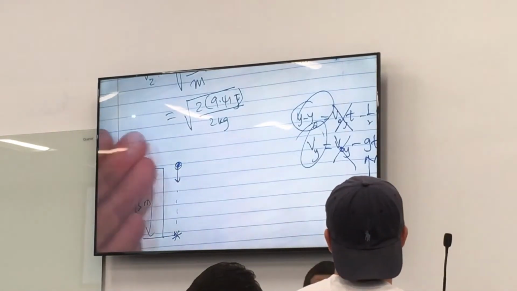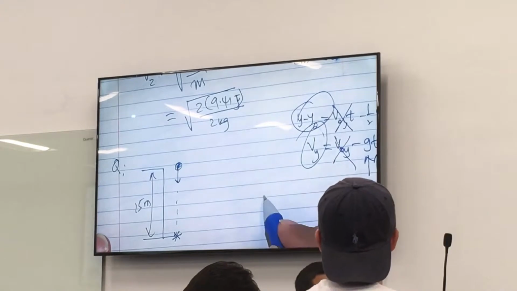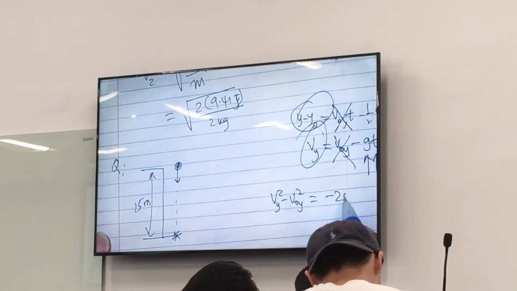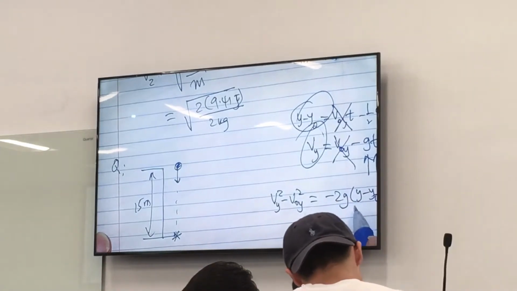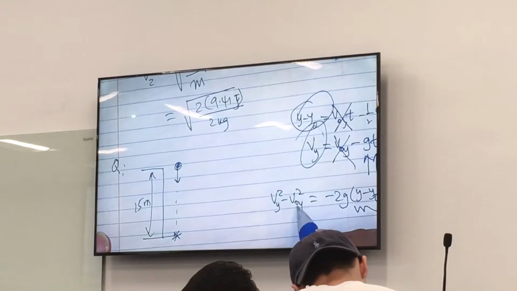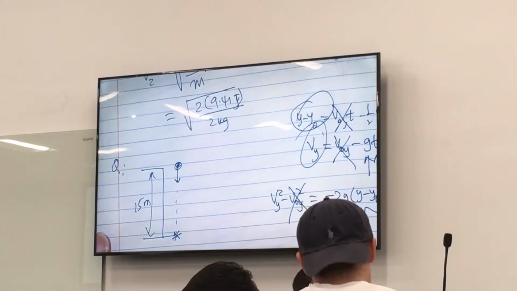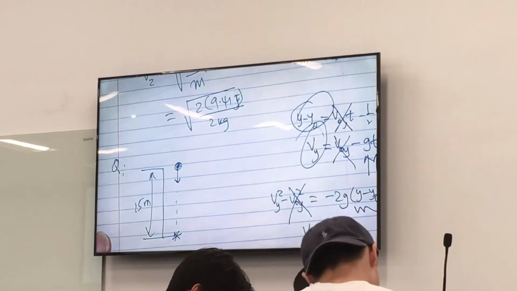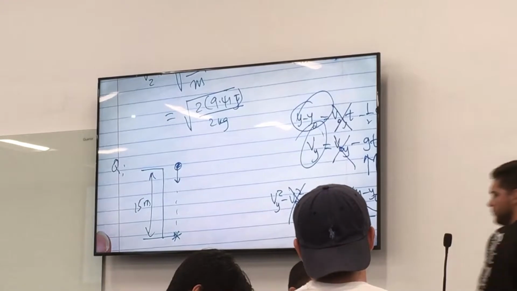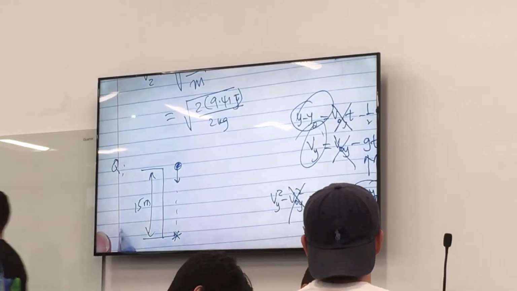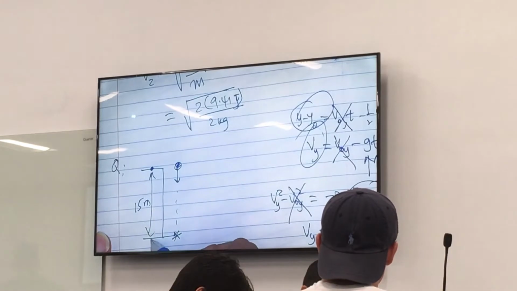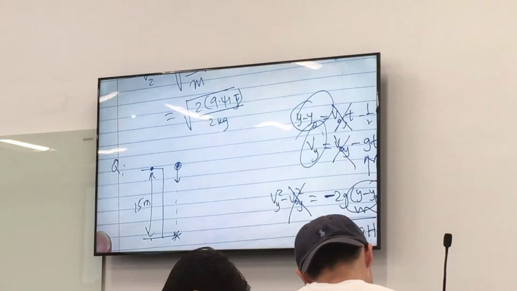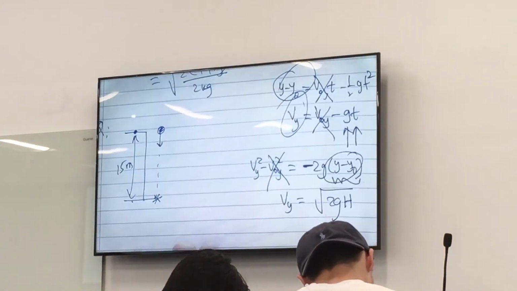In this one, if you use chapter 2, I would just use the third equation, vy squared minus v0y squared equals negative 2g times y minus y0, right? I have the height right there. I have the initial velocity, which is 0, because I said drop it from rest. So vy is basically the square root of 2g times h. Remember, this y minus y0 is negative 15, because you start from here and end up there. So y minus y0 is negative, the negative and negative cancel, and you get 2gh positive. So that would be your velocity.